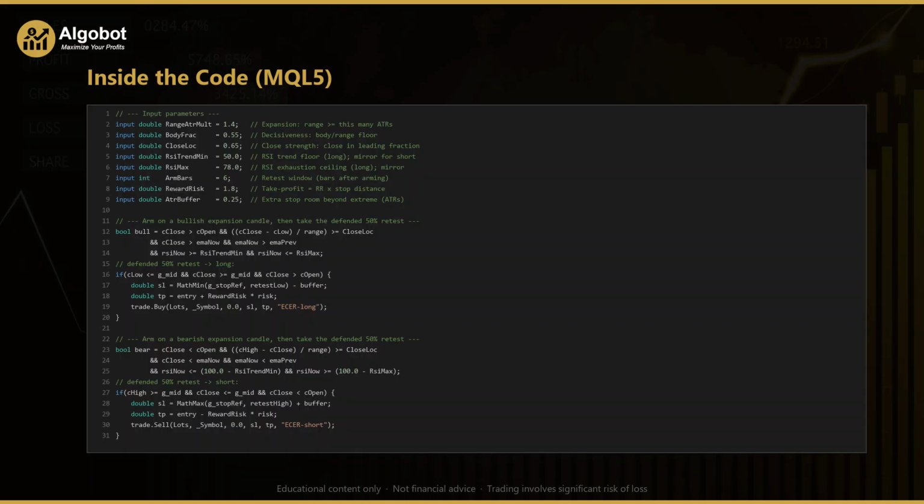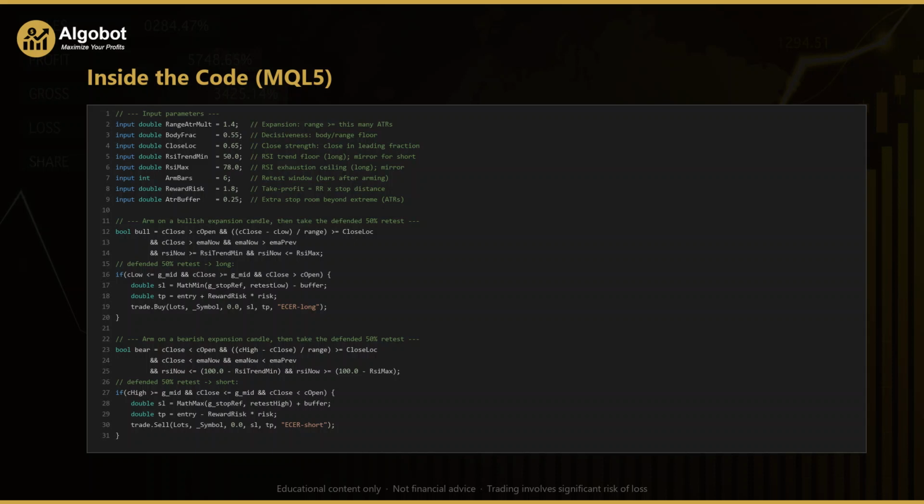At the top are the input parameters you can adjust. RangeAtrMult sets how many average true ranges wide the candle must be. BodyFrac and CloseLock control how decisive the body and how strong the close must be. RSI trend min and RSI max define the momentum band. ArmBars is the retest window, RewardRisk is the target multiple, and ATR buffer adds a little room beyond the stop.